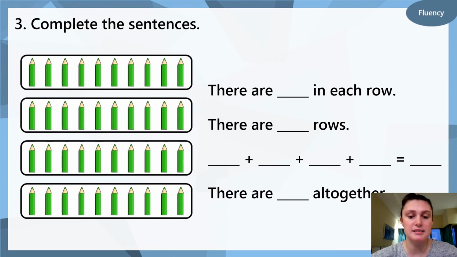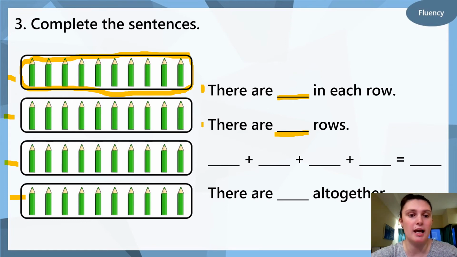Okay, question 3. This time we have some pencils. So, first, we need to see how many are in one row. Count how many. Oh my goodness, that's a bit messy. I'll erase that. Count how many are in the first row and write it here for your sentence, the first sentence. Next, count how many rows there are and write it here for the second sentence.